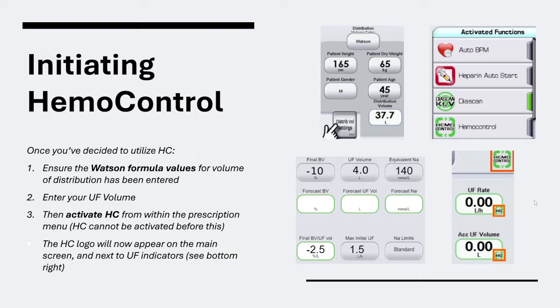Once you've activated HemoControl, you'll notice that on the main screen, the HemoControl icon shows up in the top right-hand corner, and next to your UF rate and accumulated UF volume, you can see a small version of them as well. So at a glance, you can tell which machines have HemoControl on and which don't.